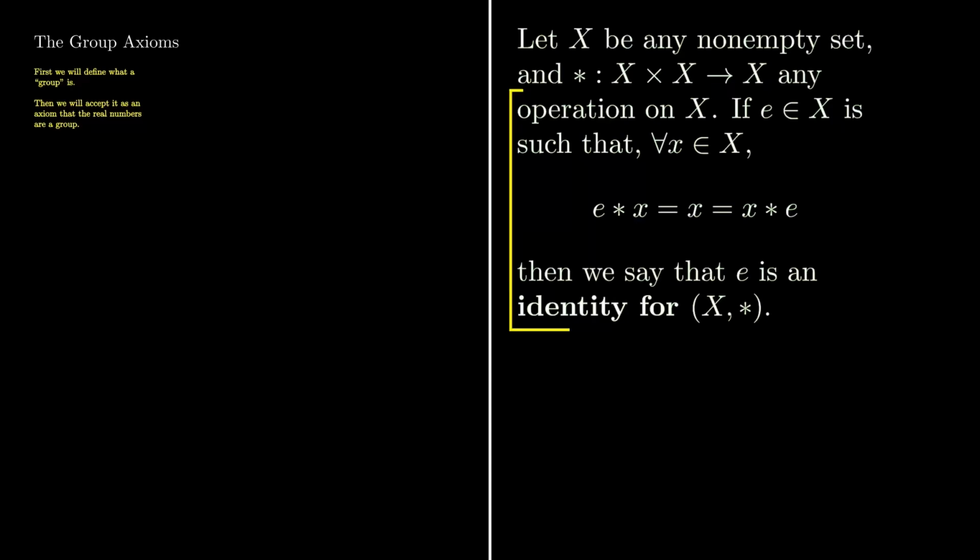Now notice that if you change the operation, if we instead talk about multiplication on the real numbers, then the identity for multiplication is different. It's the number 1, because 1 times anything doesn't change that number, right? You just get that number back out at the end. So that makes 1 the identity for multiplication.